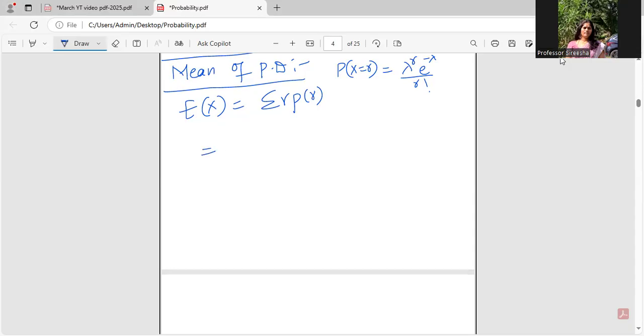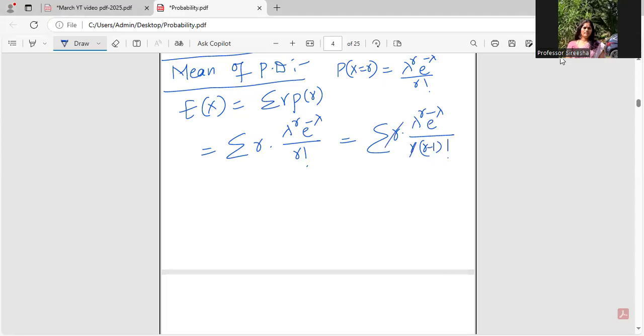So the summation will be as it is. I'll have R in the place of x, and I'll substitute lambda power R e power minus lambda by R factorial. How can I write R factorial? Can I not write it as R into R minus 1 factorial? I can write it now, because I just want to cancel out R.